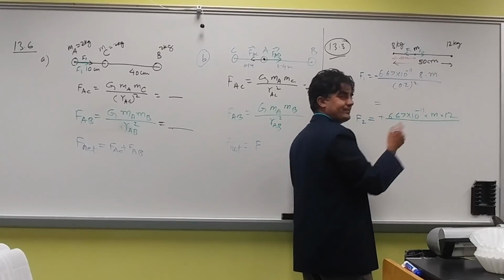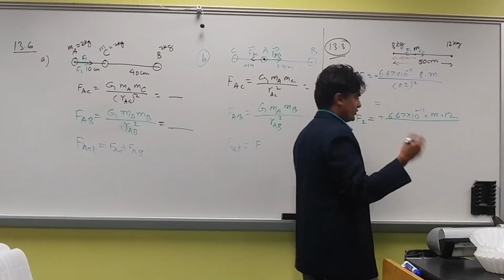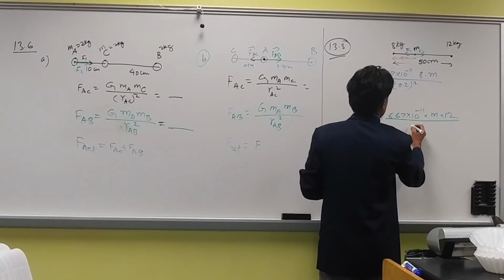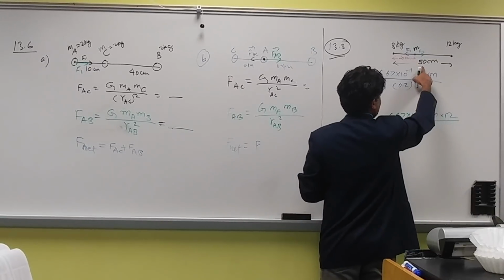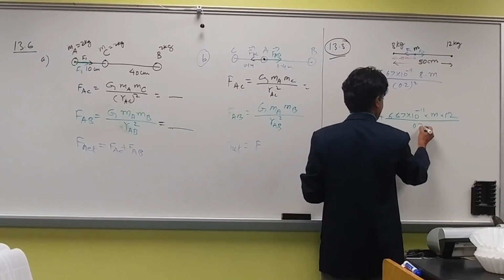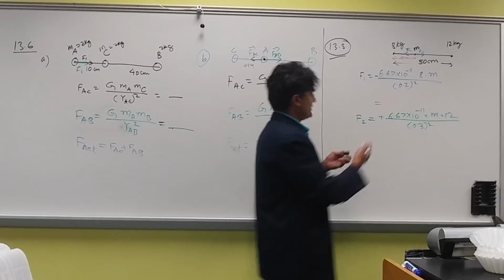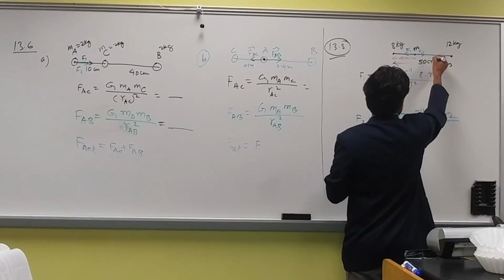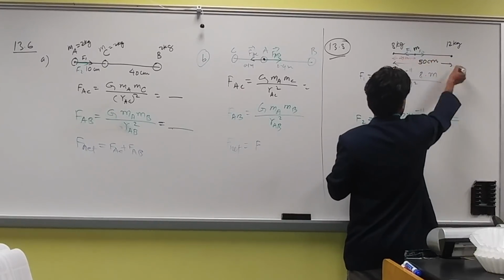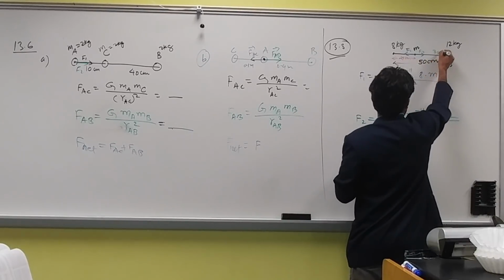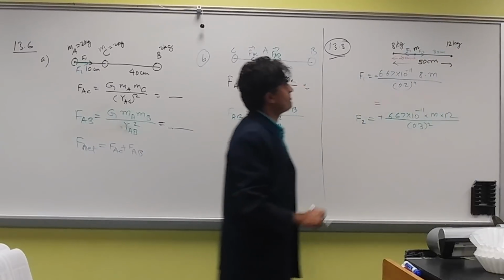0.5. Do it fast. And this one is 0.5. What is this? 0.3, squared. Right? Because remember, if this is 20 centimeters, this will be 30 centimeters. This total is 50, so this side will be 30 centimeters.